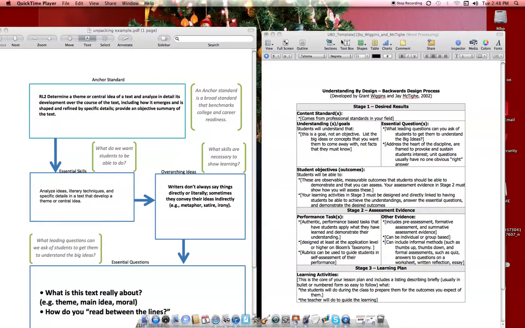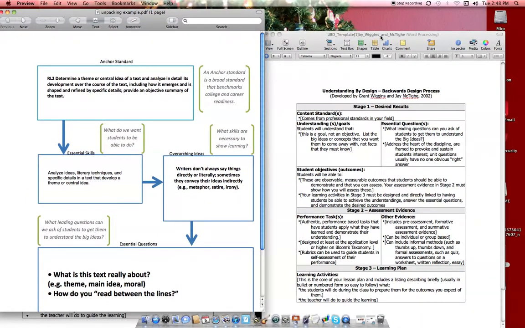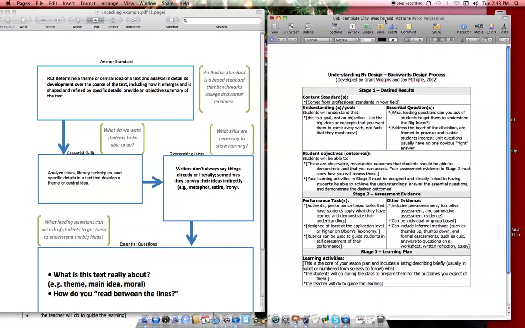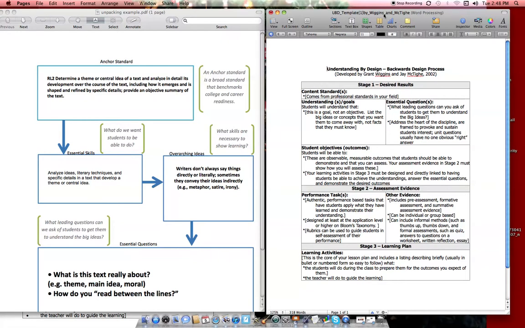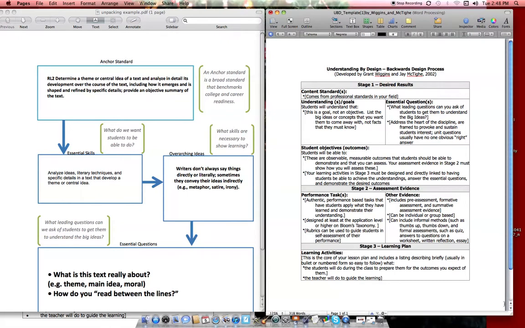Okay, so putting it all together, that's where we're at now. We're looking at the unpacking handout that we have here and transferring it and developing it a little bit more, using a great tool that I had when I was going through the UBD process way back in 2004, 2005, in my first couple of years of teaching.